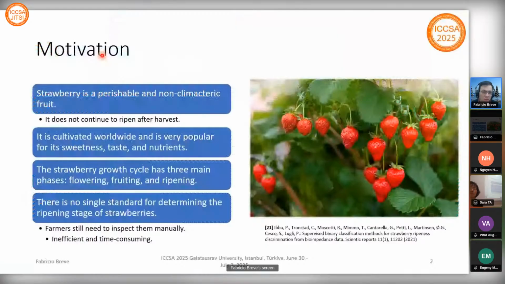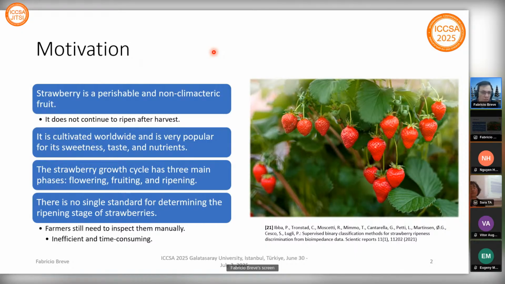So the motivation of this work is that strawberry is a perishable and non-climacteric fruit, which means it does not continue to ripen after harvest. Some fruits you can harvest earlier and they will continue to ripen on their way to the market, but it's not the case with strawberries. And it's cultivated worldwide. It's very popular for its sweetness, taste, and nutrients.